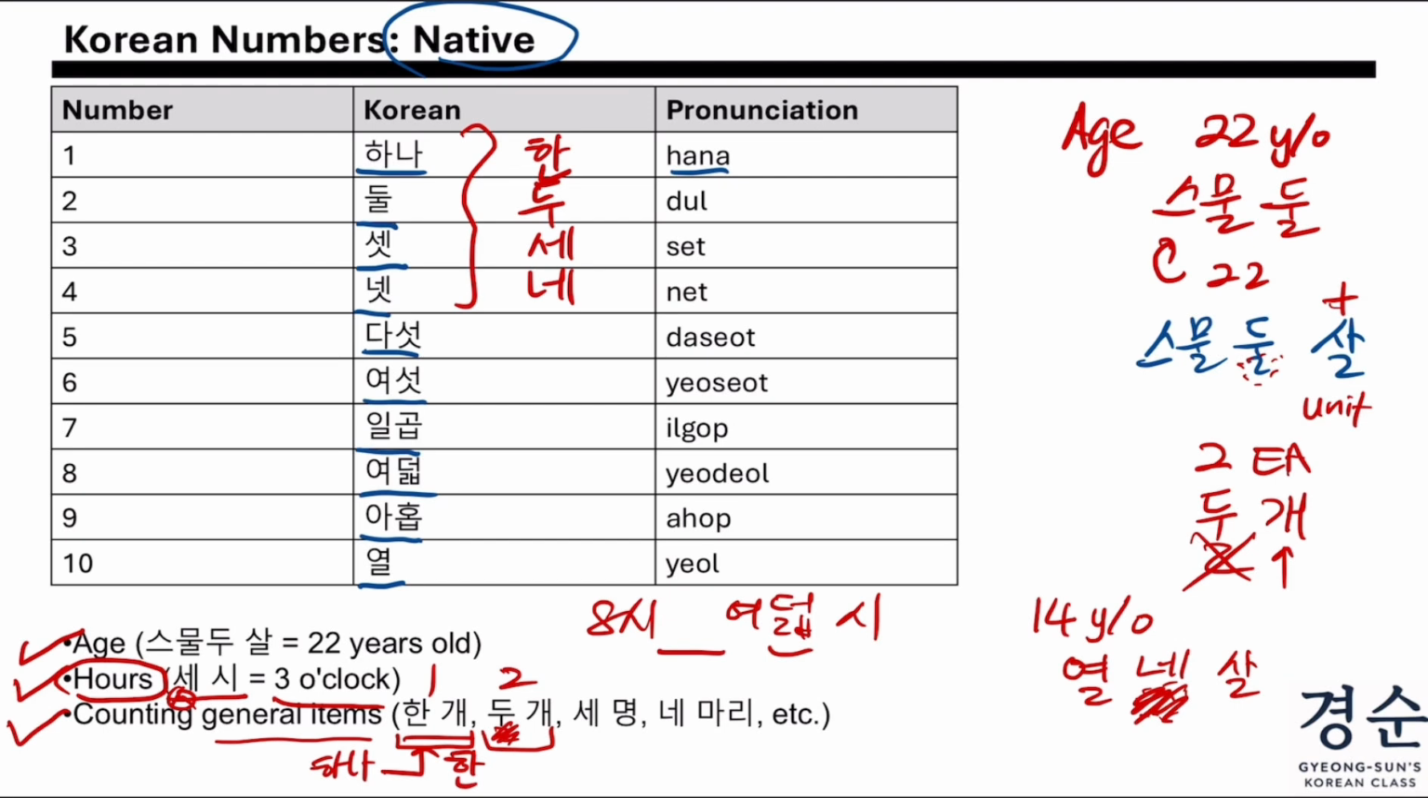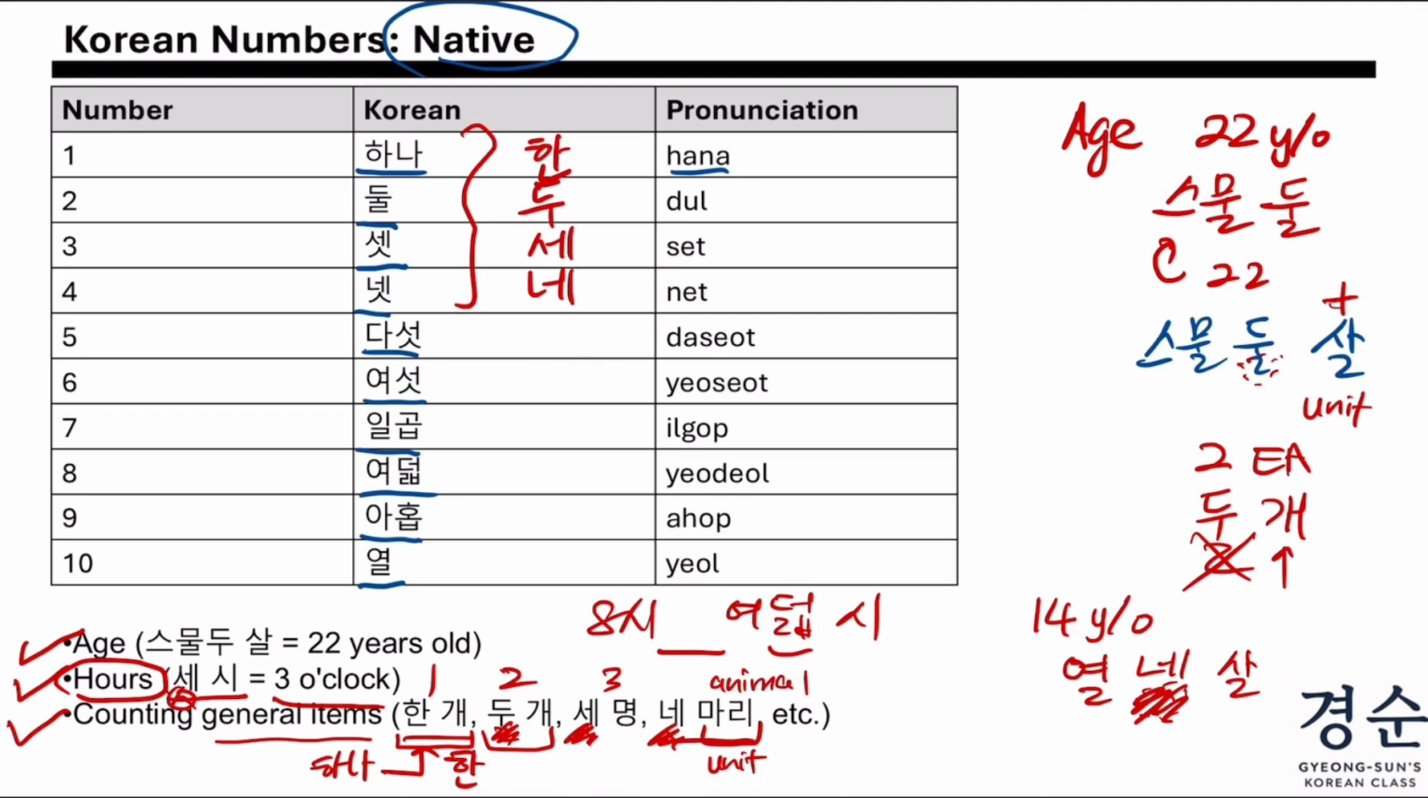Okay, 두 개. And 세 명, 3 people. Remember, we removed the last consonant. So 세 명. And 네 마리. Okay, 마리. What is 마리? This is the unit for animals. So you count, for example, 1 puppy, 2 puppies, 3 puppies, right? So for example, there are 4 puppies. So 네 마리. Okay, 강아지 네 마리. So the ㅅ we remove. 네 마리. This is the unit for animals.